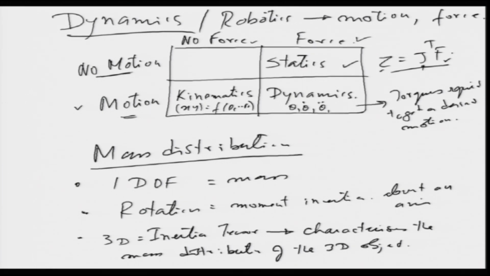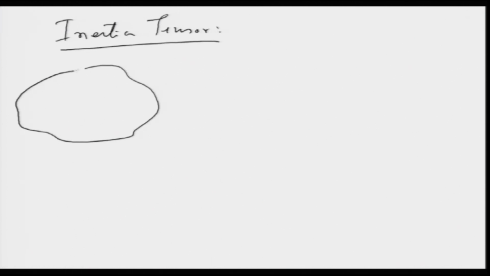the inertia tensor. Let us look very quickly, before we proceed to our actual dynamics, at what an inertia tensor looks like and what it means. Essentially, we are talking about an inertia tensor, and it can be explained this way.